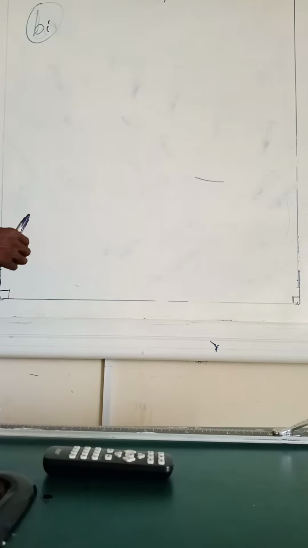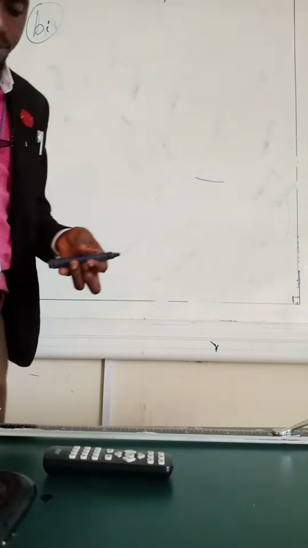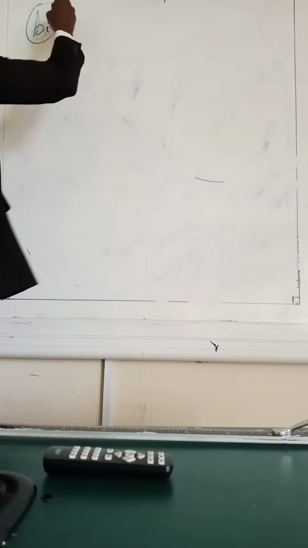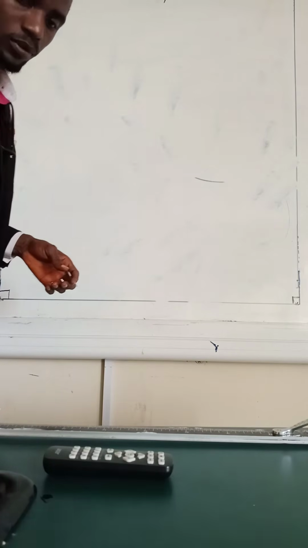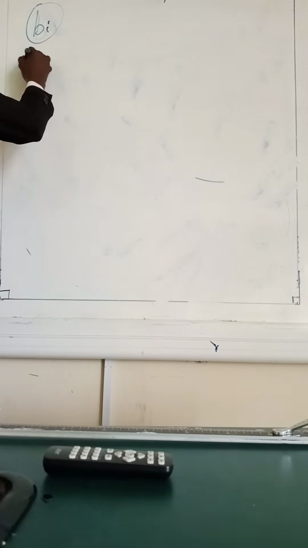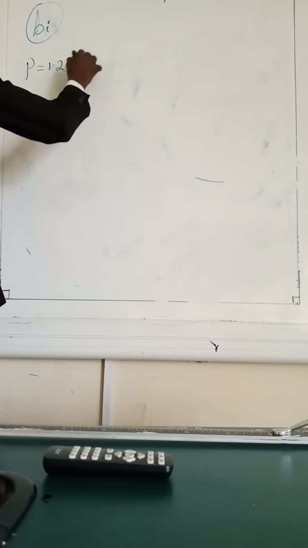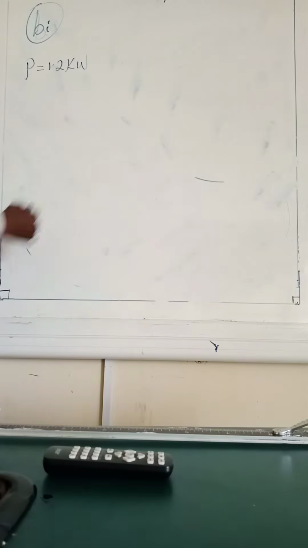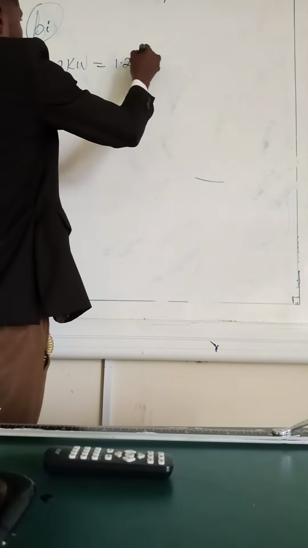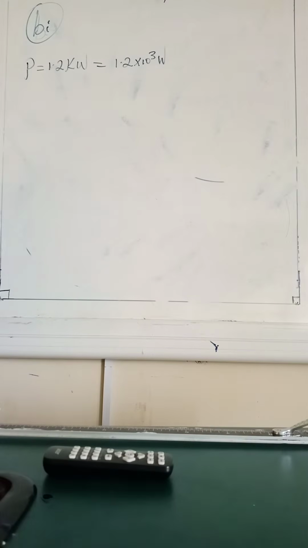So right now we are going to collect our data to solve question BII. From what I have here with me, we collect the data as follows. Power is equal to what? 1.2 kilowatts. Kilo means 1,000, so this is the same thing as 1.2 times 10 to the power 3 watts. That is the value of that.